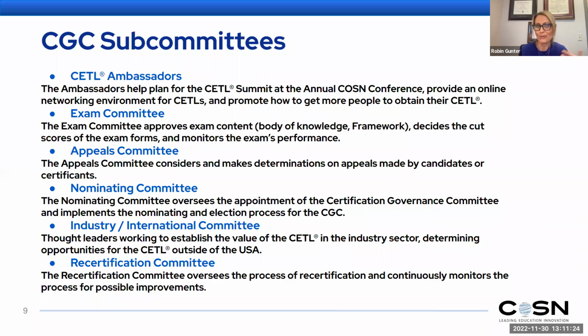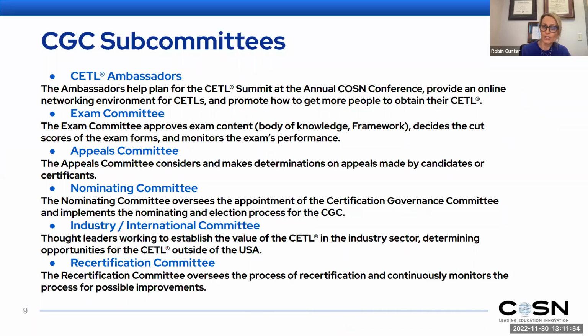Nominating committee, that's internal, so that we can have CGC members that represent all of the CETLs across the country and internationally. Industry and international, we do have industry partners who are on the CGC, and from that, we work to build a stronger partnership with our industry as well as the international community. And Chelsea's going to talk at the end about some of the things that are coming into play around the international community and CETLs at that level.